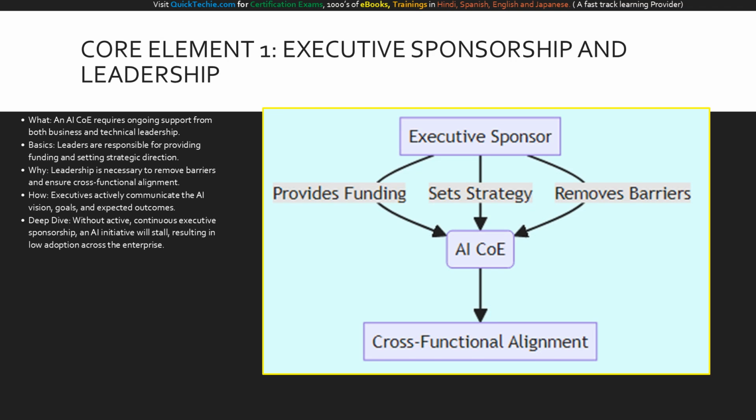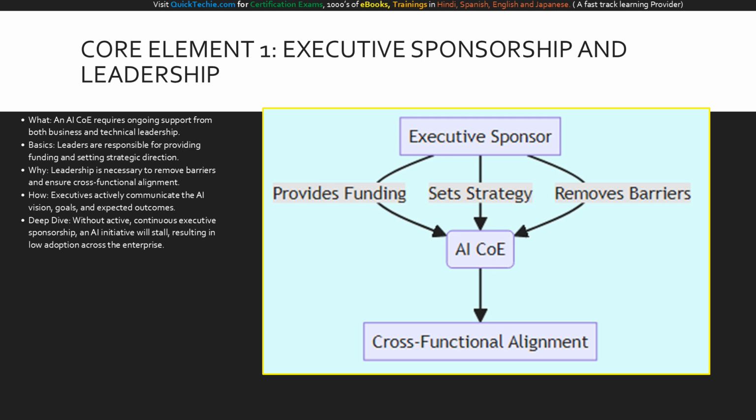Our first core element of the AI COE is executive sponsorship and leadership. What does this mean? It means your AI COE requires ongoing, top-down support from business and technical leadership. The basics involve executives providing the necessary funding and setting the strategic direction for all AI initiatives. Why is this the foundational element of your strategy?